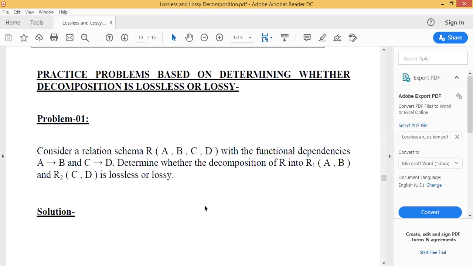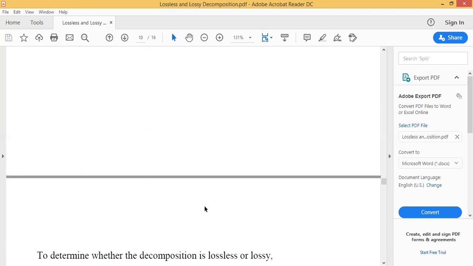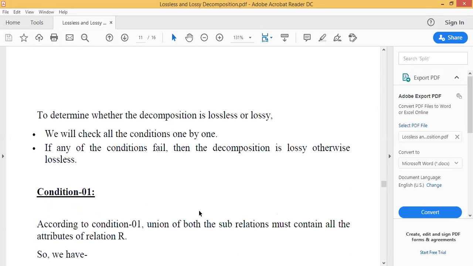Consider a relation schema R which holds four attributes A, B, C, and D, and their functional dependencies are A determines B and C determines D. Determine whether the decomposition of R into R1, which holds two attributes A and B, and another relation R2, which holds C and D, is a lossless or lossy decomposition. So first we check the conditions one by one.